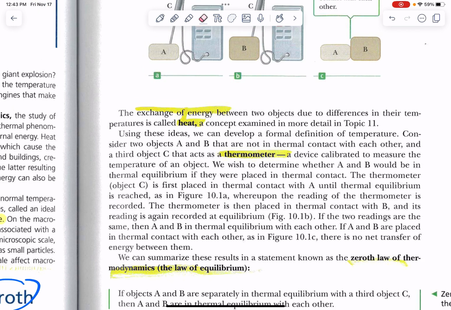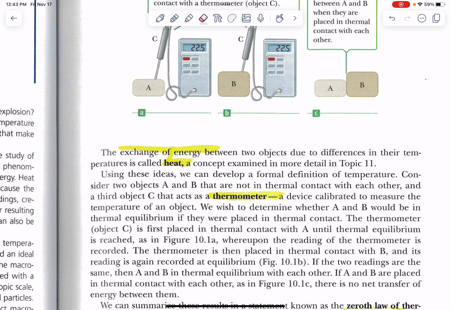So the exchange of this energy is called heat, and we use a thermometer in order to measure the average kinetic energy, which we call temperature. Now, if you look at the word thermometer, you obviously see the term thermo, meaning heat, and meter, meaning measure of, if we do the etymology of this science word.